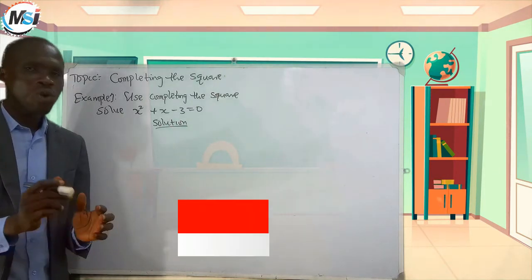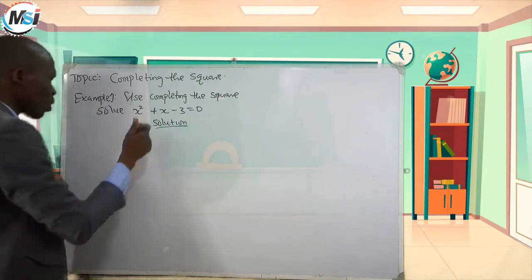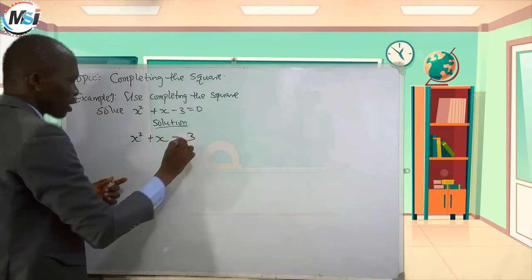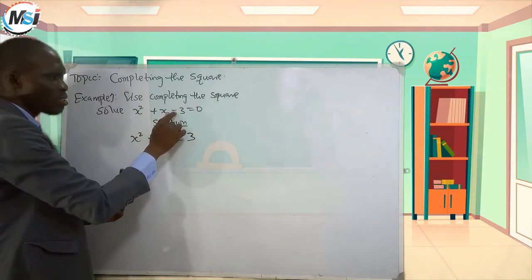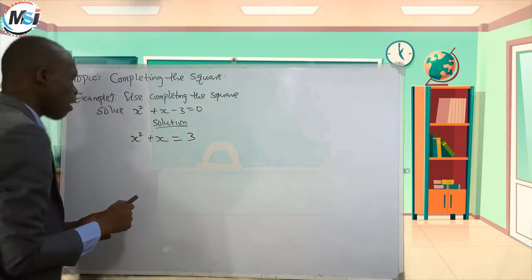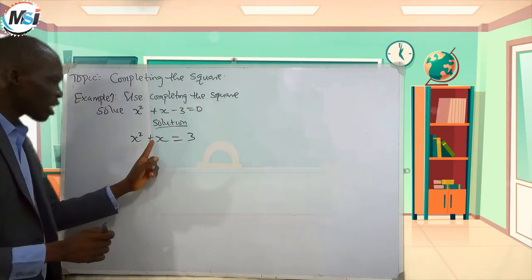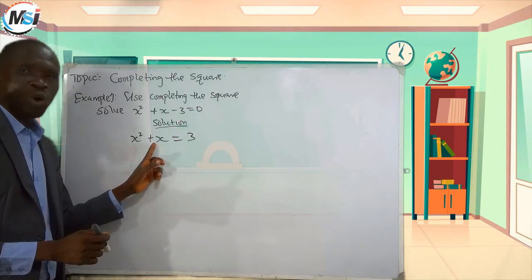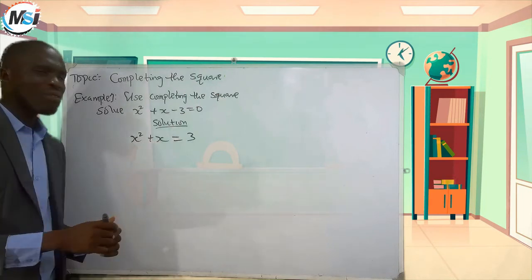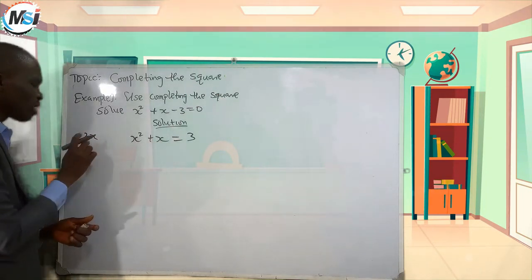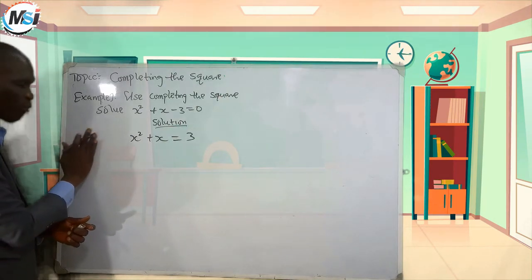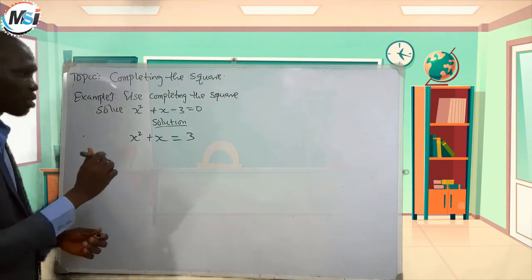Right now, when we say completing the square, we have something like x squared plus x equals 3. That is, this minus 3, take it to this side, right? It will give you plus 3, right? Now you need to understand the coefficient of x here is 1. If I give you a question that has 2x, the coefficient of x here is 2. So you need to understand that before you can solve questions on completing the square.